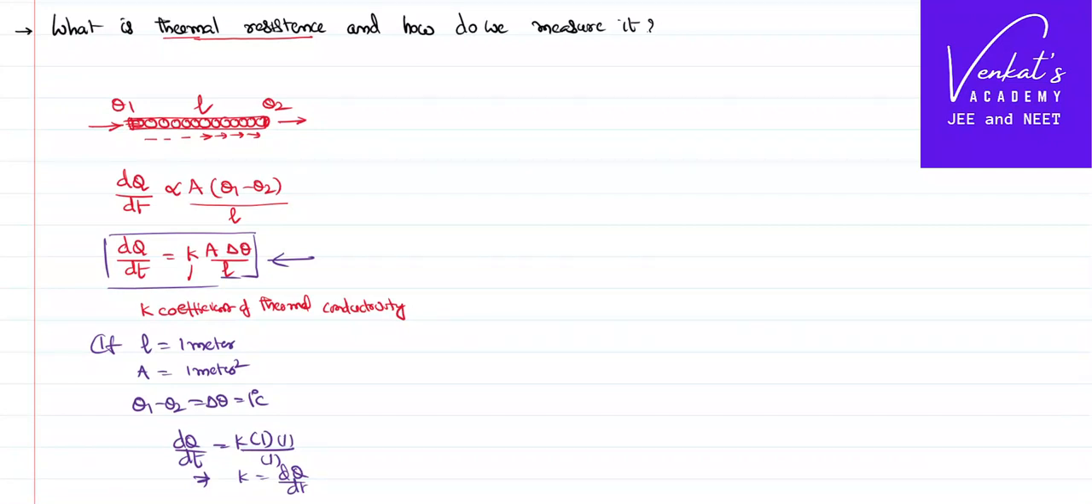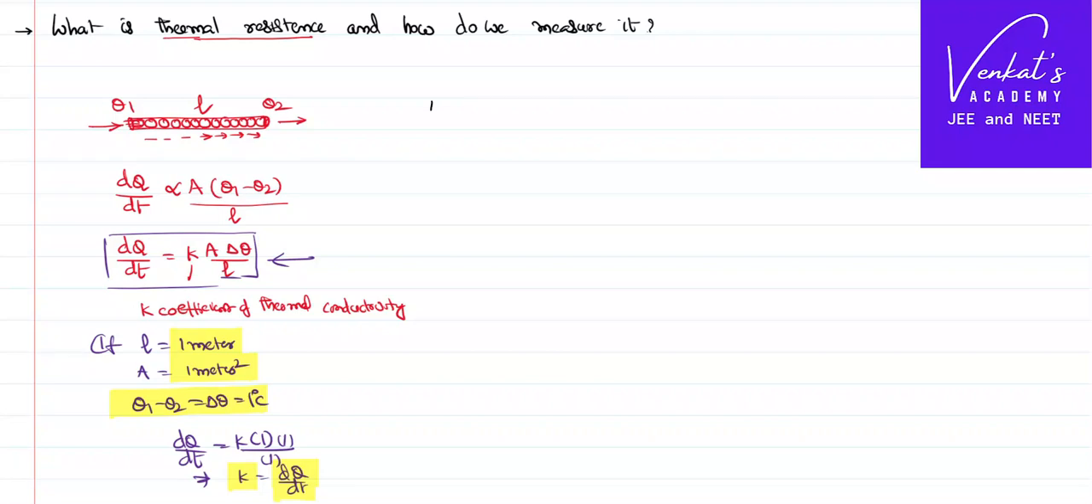What I can define? Coefficient of thermal conductivity is the rate of flow of heat through a wire of length 1 meter having an area of cross section 1 meter square when the temperature difference across the ends is only 1 degree centigrade or 1 Kelvin. That's how we define coefficient of thermal conductivity.